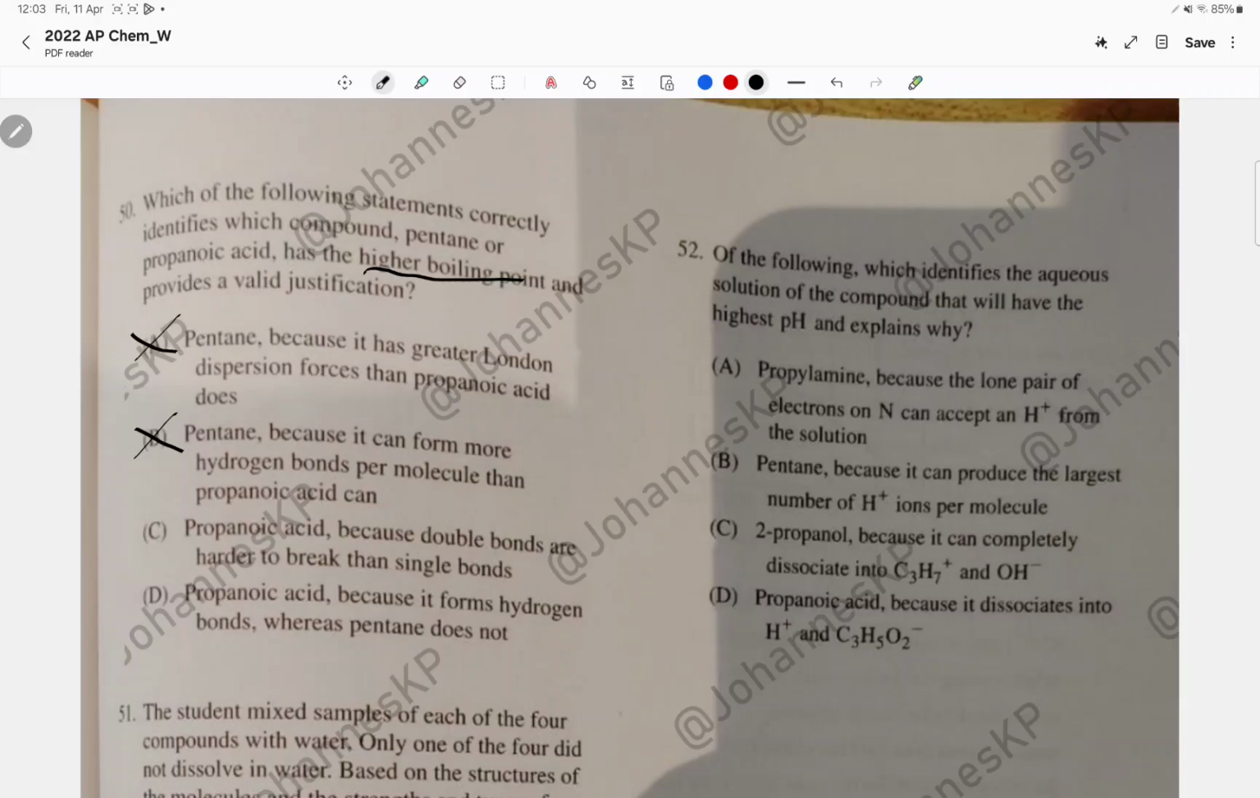We only have the acid mentioned here. So it's going to be either C or D. It's never about the bonds, the bond being double or single, it's always about the IMF.